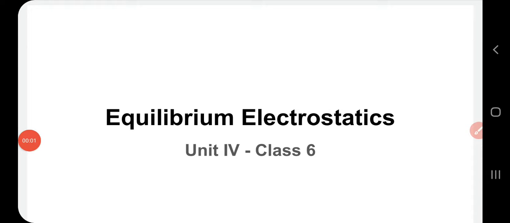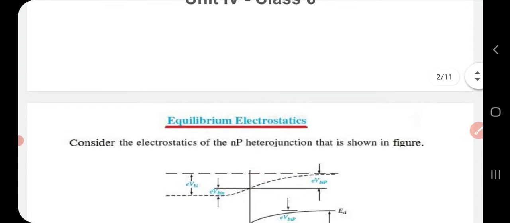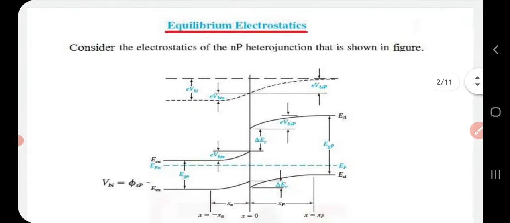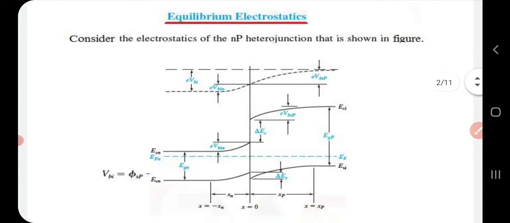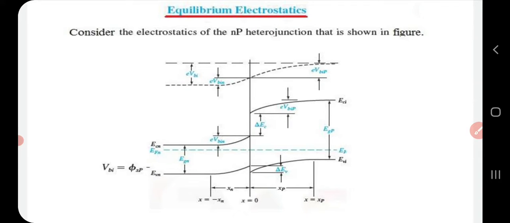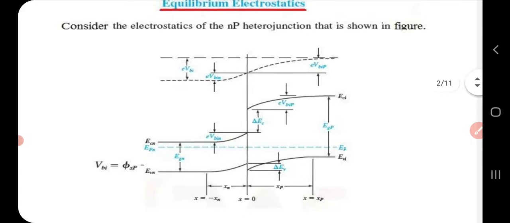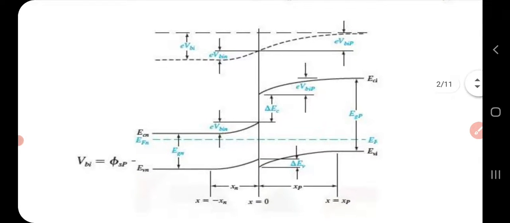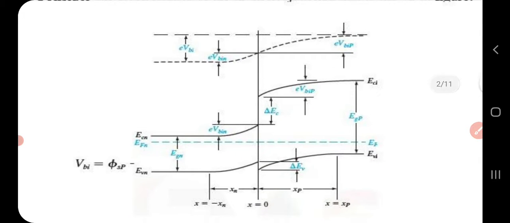In this session, we are going to discuss equilibrium electrostatics. Now, here, consider the electrostatics of an NP heterojunction as shown in the figure. That is, if a heterojunction is formed between an N-type semiconductor and a P-type semiconductor. These are the various labelings that they have given.